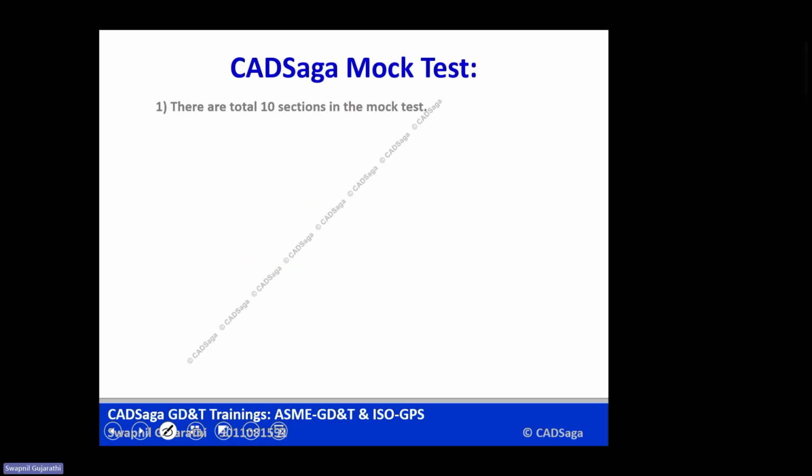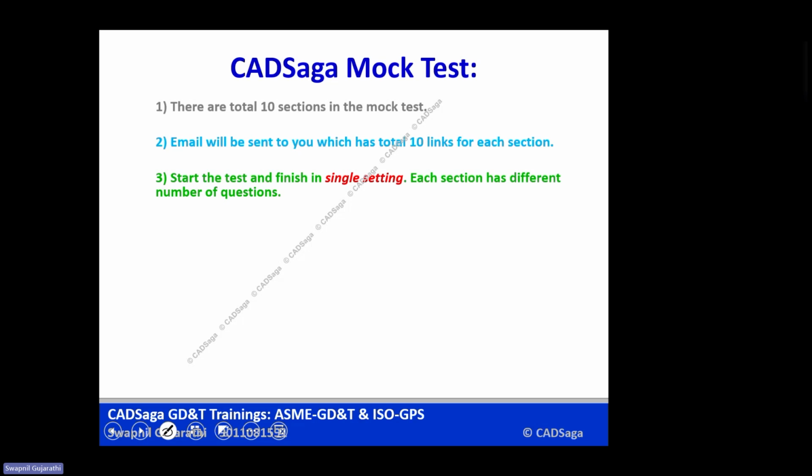And guys, we have this mock test as well. This mock test is paid. There are 10 sections according to the standard. Once we receive payment, we will send an email with those 10 section links. So you need to start and finish each test in a single sitting.